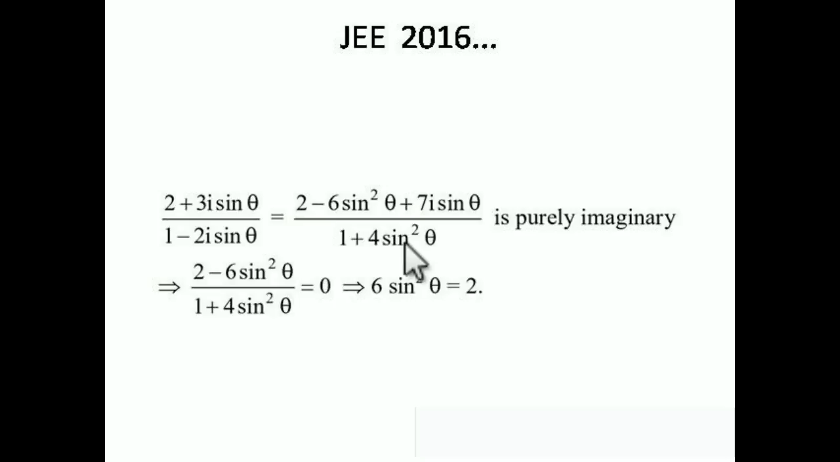Okay, and the question asked is, what is the value of theta if z is purely imaginary? For purely imaginary, the real part is 0. What is the real part? The real part is (2 − 6 sin²θ)/(1 + 4 sin²θ). So I just set it equal to 0. So (2 − 6 sin²θ)/(1 + 4 sin²θ) is equal to 0. That means 2 − 6 sin²θ is equal to 0. That means 6 sin²θ is equal to 2. That means sin²θ is equal to 1/3.